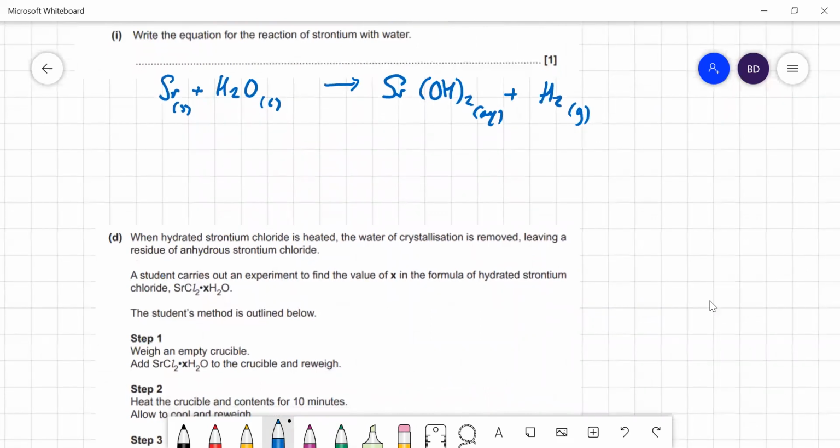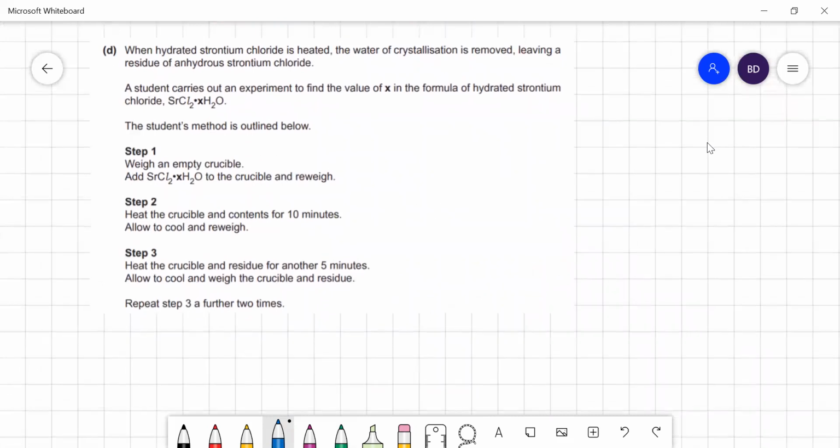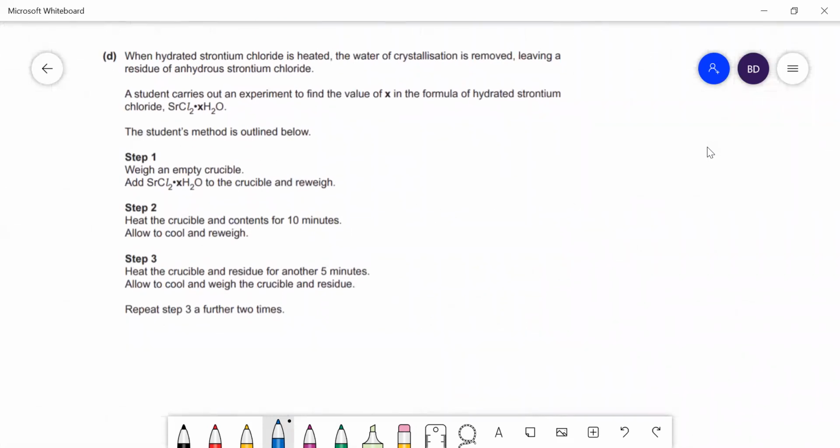Right. Hydrated strontium chloride. Okay, so we've got to do this experiment to find out the value of x, the number of water molecules in the hydrated form of the salt, and how they do that. Well, first of all, they're going to get the hydrated strontium chloride. I'll write an equation down there.